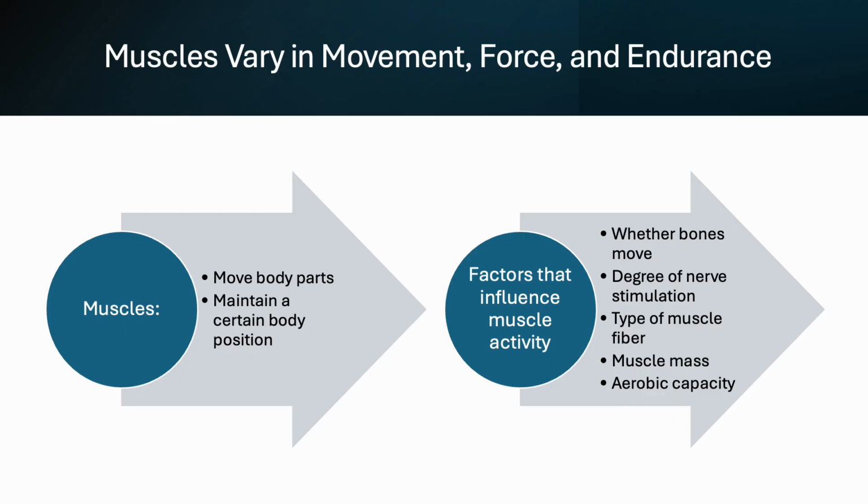Not all muscles perform the same way. Some are built for large movements, like the quadriceps that extends the knee, while others are specialized for fine motor control, like the tiny muscles of the eye. Activity depends on factors such as the amount of nerve stimulation, the type of muscle fibers present, and the muscle's aerobic capacity. This variation explains why certain muscles are better suited for endurance, while others excel in producing short, explosive force.